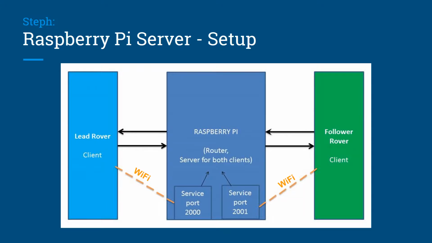The Raspberry Pi was set up as a Wi-Fi hotspot using a Raspbian operating system and a USB Wi-Fi attachment. A Python socket server script was run on the Raspberry Pi. This script utilized client sockets on ports 2000 and 2001. The follower rover was equipped with a Wi-Fi module that connected to port 2001, and the lead rover was equipped with a Wi-Fi module that connected to port 2000.